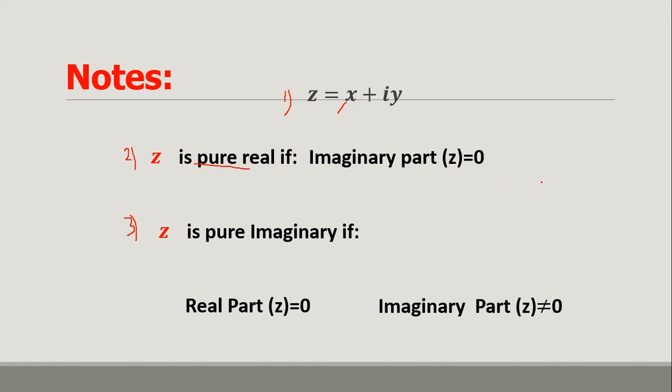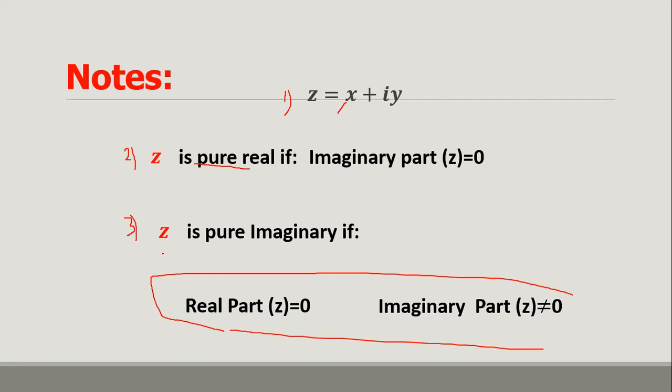So we have to study these notes very well, again and again. Z is pure real means the imaginary part of Z is equal to 0. Z is pure imaginary means the real part of Z is equal to 0 on condition that the imaginary part of Z must be different from 0. So there are two conditions that must be satisfied in order to say that Z is pure imaginary.